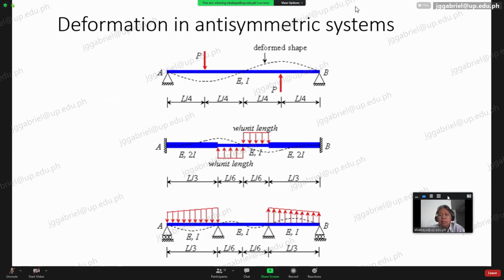Now, for antisymmetric system, this is the deformation. So deformation basically is also antisymmetric. Okay. For this beam, you have this.